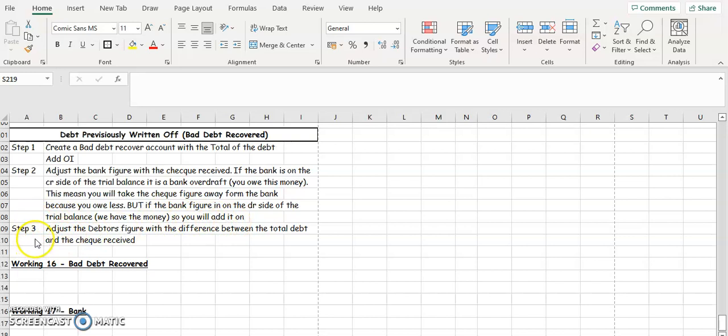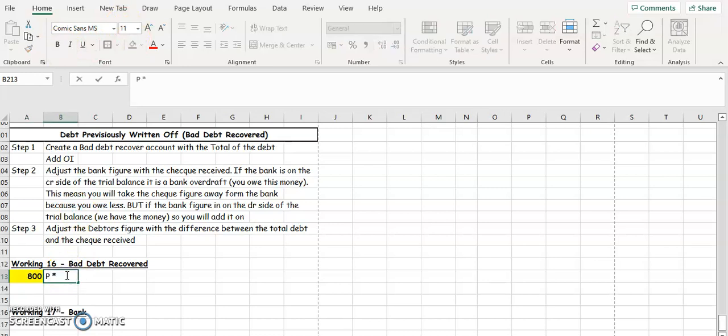And then usually you have a step number 3 for the debtors. So this is the difference between the total debt and the check. But in this question, we know that the total debt was 800, the check is 800, so there won't be any figure there. But usually when we get this debt previously written off, there will be 3 parts to this question, so just be wary of that. So it's going to be 800, we're just going to create it. So that 800 then is going to go into your profit and loss, and it's going to go into your add operating income. So this is extra money that we're going to receive.